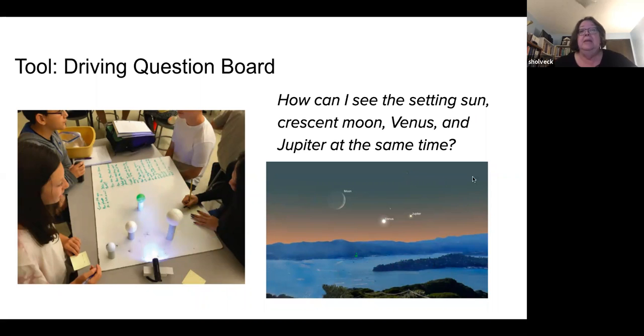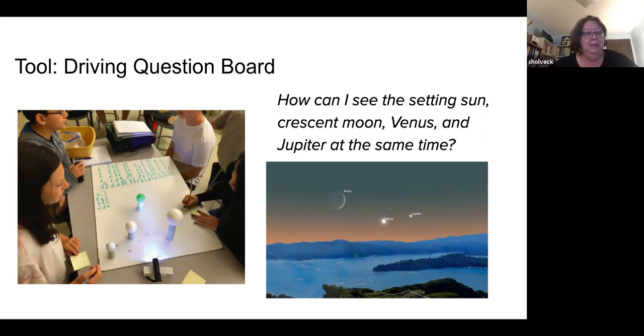This is another example of an anchoring phenomenon, and this one Berkeley and I developed a space unit on. It was something that happened, and it was actually an aha moment for myself. I was sitting on a deck overlooking the Pacific Ocean at Cannon Beach, and that evening, I could see the setting sun, I could see a crescent moon, and Venus and Jupiter as I looked west over the ocean.